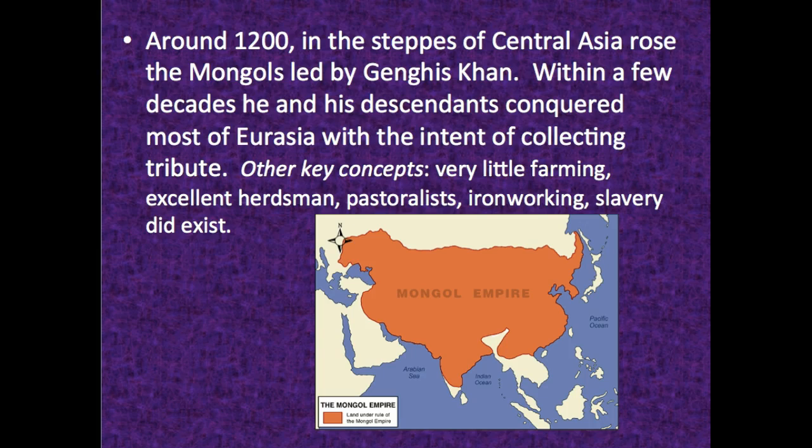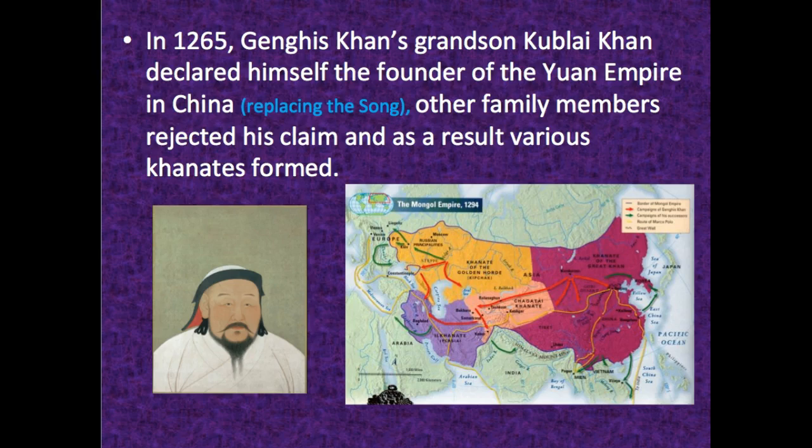The other key concepts for the Mongols to remember, they have very little farming. They're excellent herdsmen, excellent at military riding. They're pastoralists. They're good at iron working, and slavery did exist, especially when they captured certain areas.